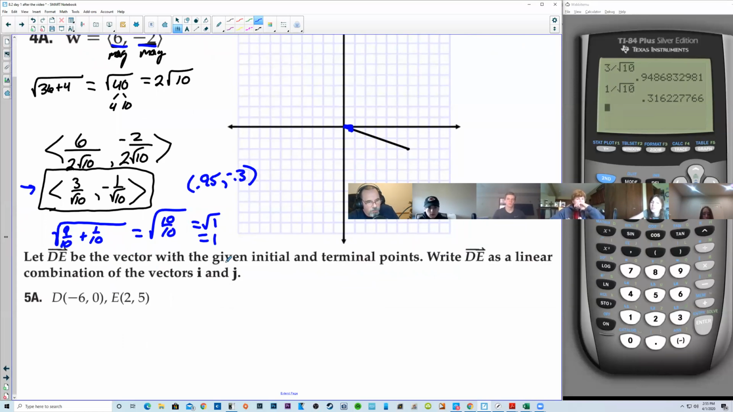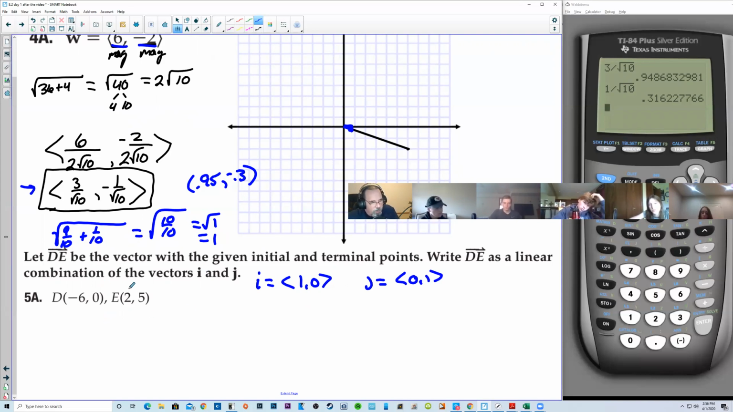Let DE be the vector with the given initial and terminal points. Write DE as a linear combination of vectors i and j. Let's talk about i and j. i is equal to 1, 0. j is equal to 0, 1. So I'm going to go through this really kind of lengthy discussion of this, but this is a very simple problem as far as mathematically the steps.